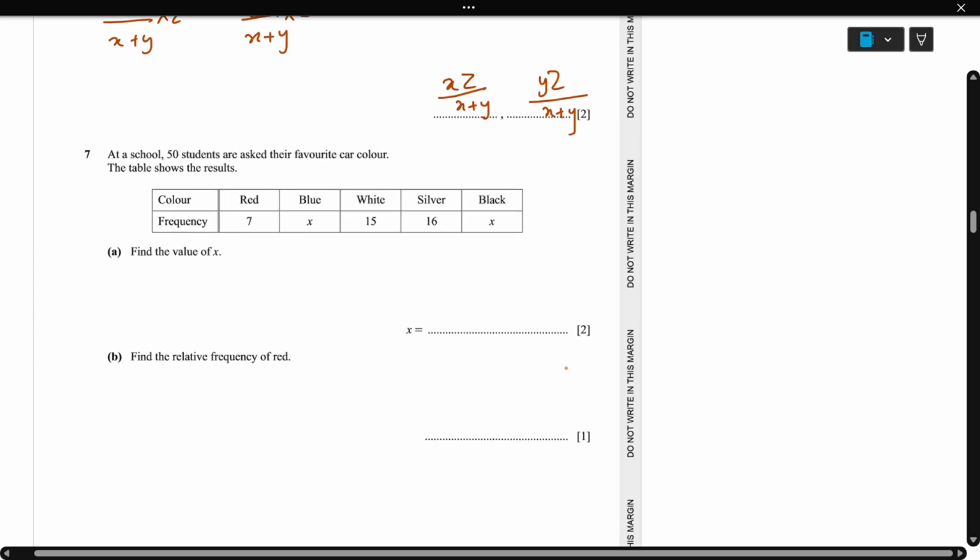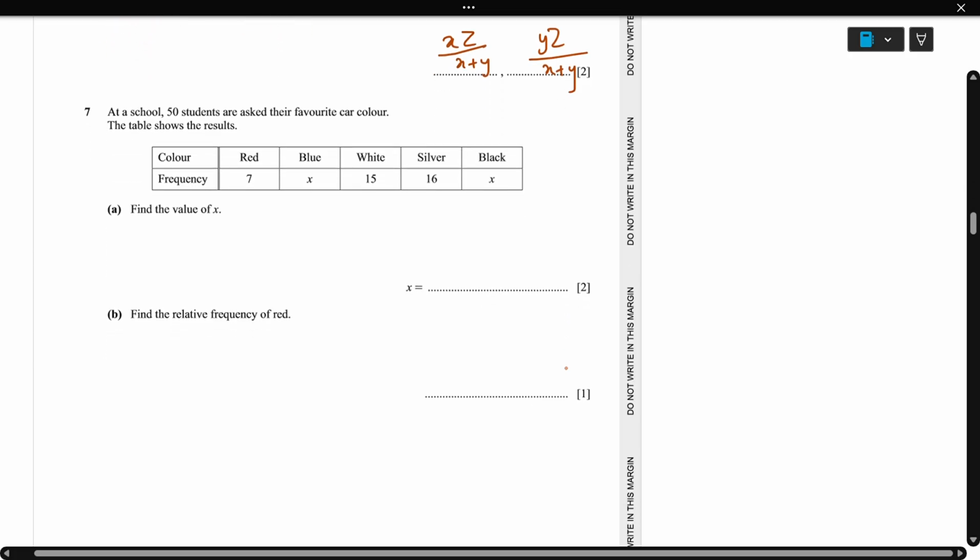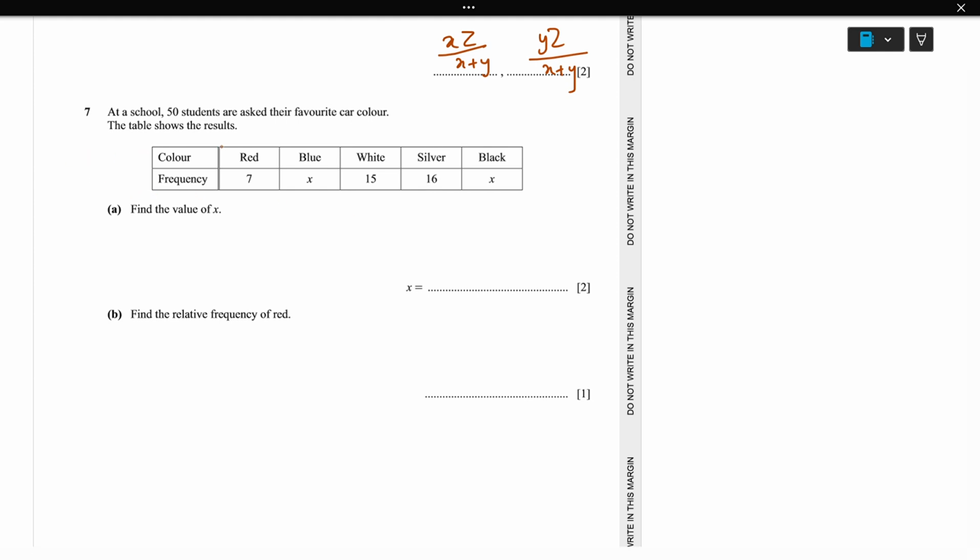Next one, question 7. At a school, 50 students are asked their favorite car color. The table shows the results, colors given, and the frequency is also given. So the total frequency is given, which is 50. Two frequencies, blue and black, are missing, so both are the same, x and x. So we'll write 7 plus x plus 15 plus 16 plus x equal to 50.